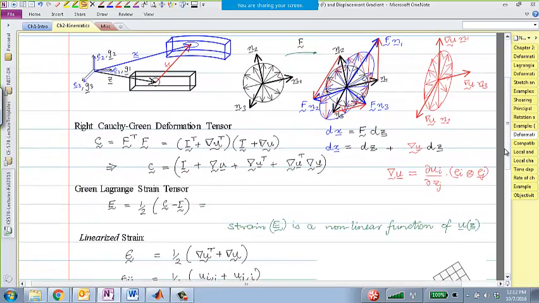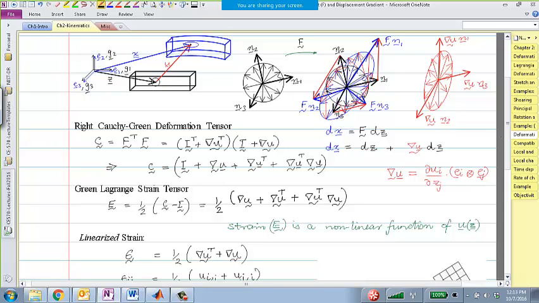So using that definition, if I now write C minus I, then this I goes away, and what I have is half of gradient of U plus gradient of U transpose plus this nonlinear term, gradient of U transpose times gradient of U. I'm not writing them as underlines, but only treating the whole thing as a tensor. I'm making that assumption here. Okay.